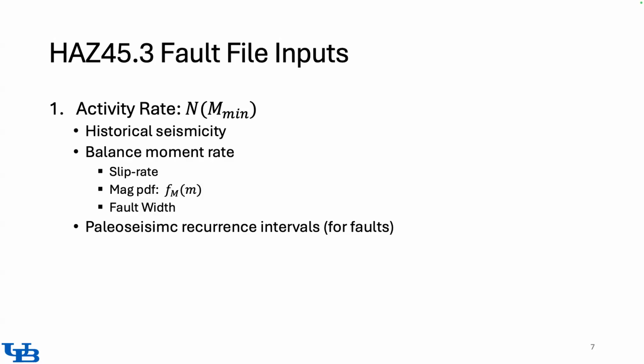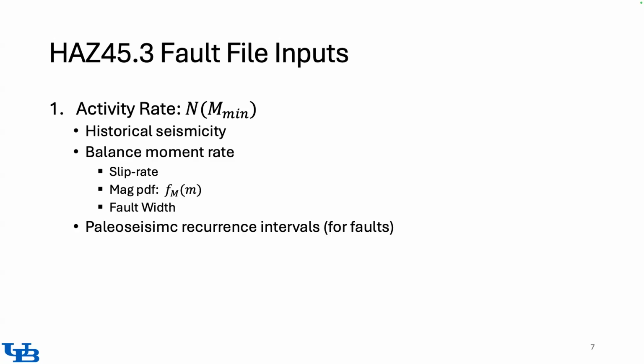So in the fault file, the information that you need to insert is the activity rate, which can come from historical seismicity. As we saw, this can come by first evaluating the completeness, having a historical catalog, figuring out its completeness, and then calculating the frequency of events. Or if you have individual faults where you know the slip rate, you can define the activity rate by balancing the moments as you did in your first assignment.